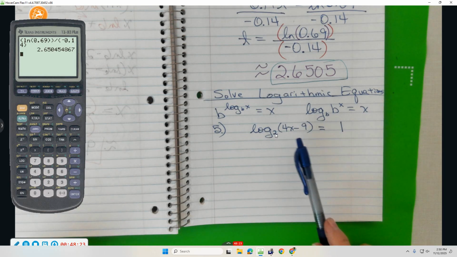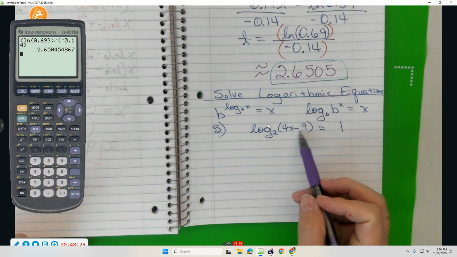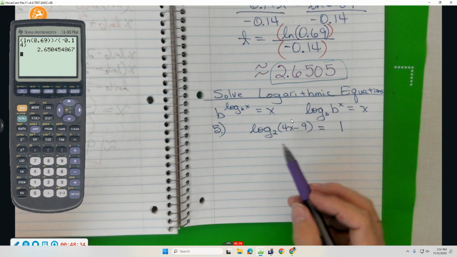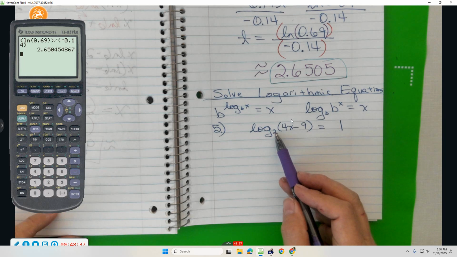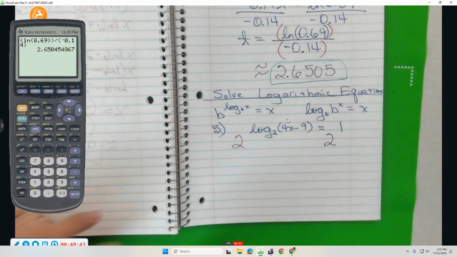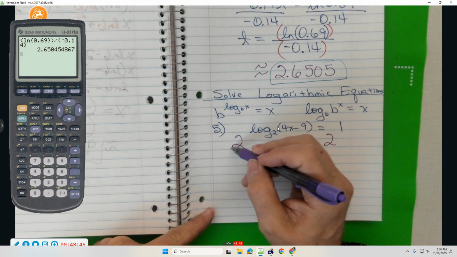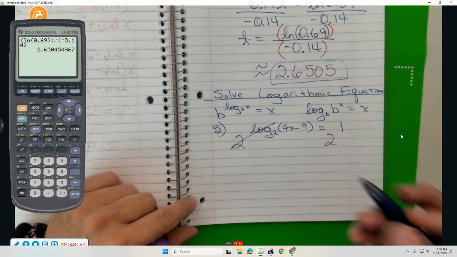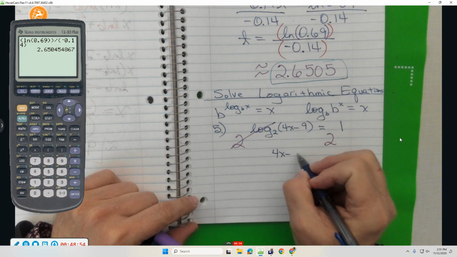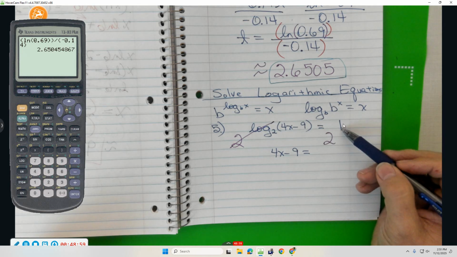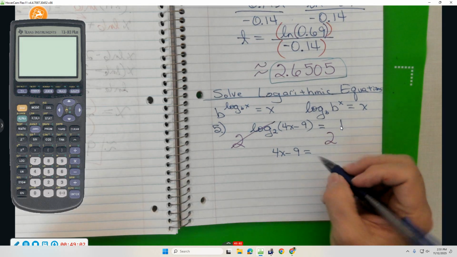This is very similar to that one that we did earlier, except the argument is more than just one term. It's not just an x, but that's okay. The base on the logarithm is a 2, so we're going to use a 2 as the base for our exponent. 2 to the log base 2 cancels out, and that leaves us just the argument 4x minus 9. Now this looks funny, but it's saying 2 to the first power. 2 to the first power is 2.